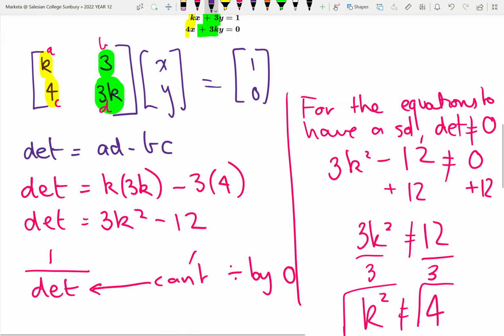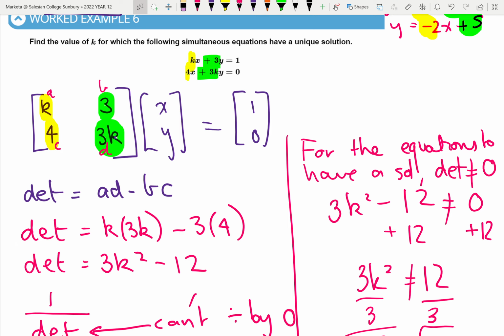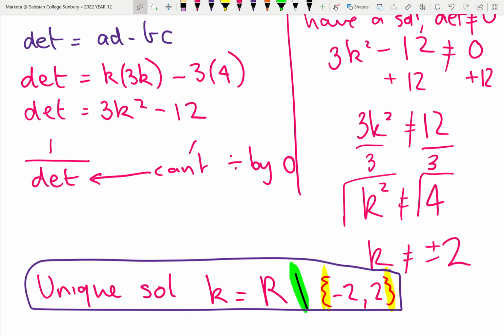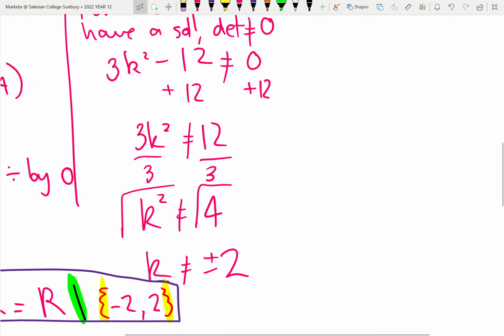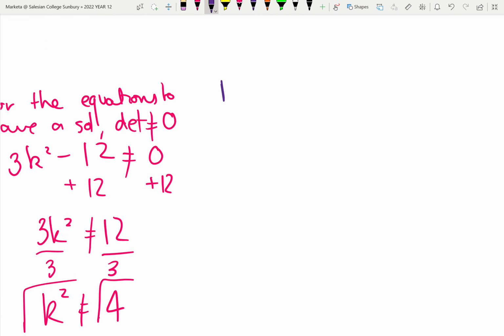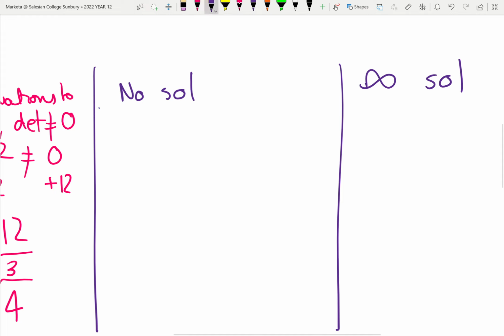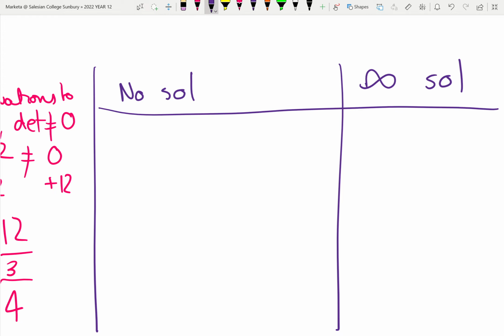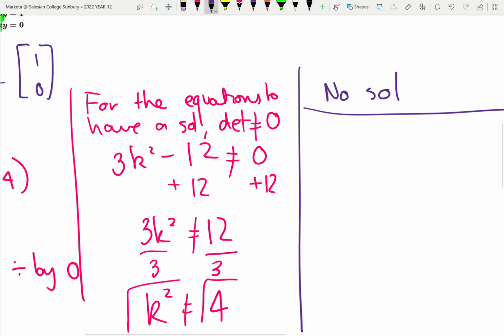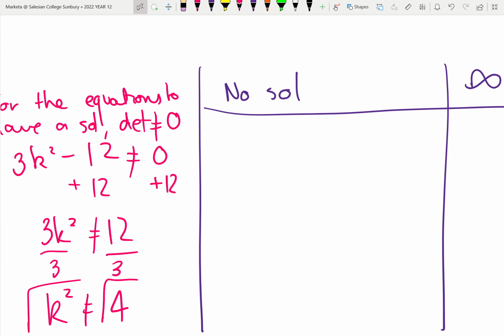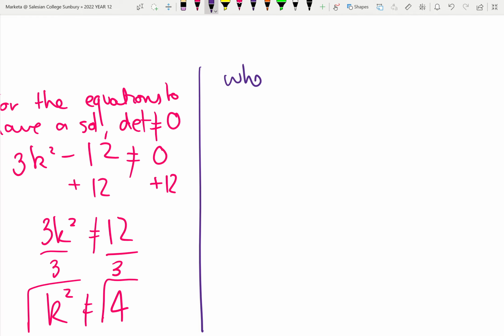I might just take a look at if we would have no solution or infinite solution. The question is only asking us for a unique solution, so that's the end of that. But let's go ahead and look at what happens if we have no solution or infinite solution, and I'm going to do those together. So what we know is that for one solution, k cannot be -2 or 2. So let's see what happens when k is -2.